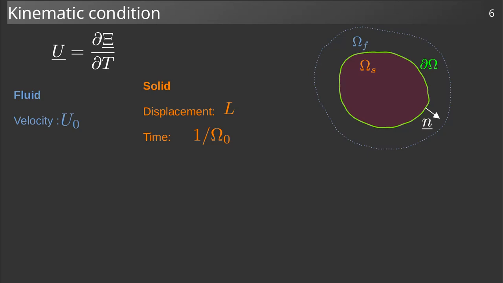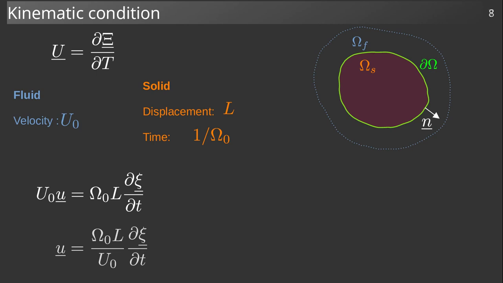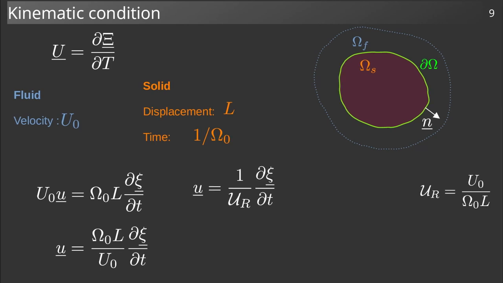As for the time, we can use the time constructed from a characteristic frequency of the structure, noted omega naught. This frequency corresponds, for example, to the natural frequency of a modal motion of the structure, for which we wish to study the coupling with the fluid. The dimensioning of the kinematic condition makes u0 appear on the left and omega naught L on the right. Transferring everything to the right side, we make appear a dimensionless number noted 1 over ur.